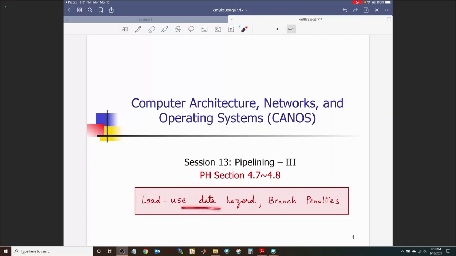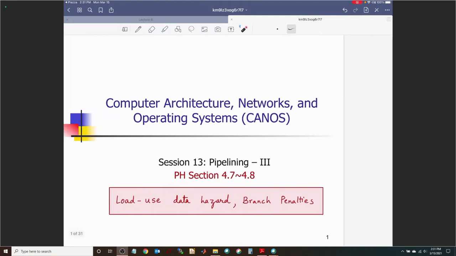So we'll take a look at what this data hazard is and how we go about fixing this hazard, and we'll also talk about what happens in terms of branching instructions. So we'll also talk about some other type of hazard as well.